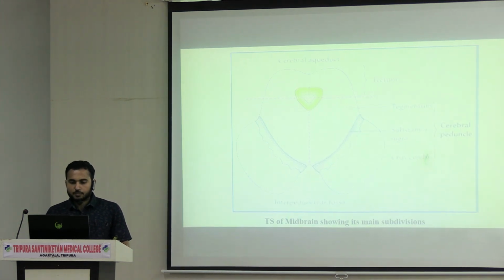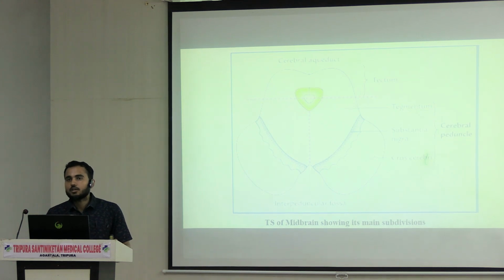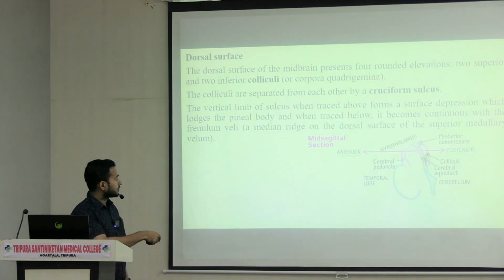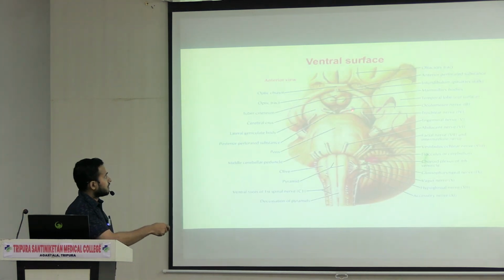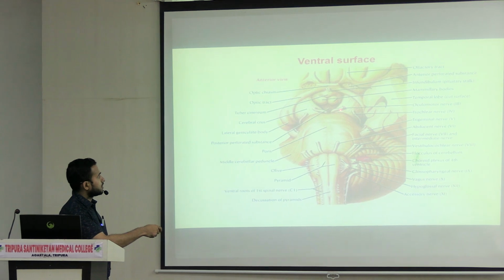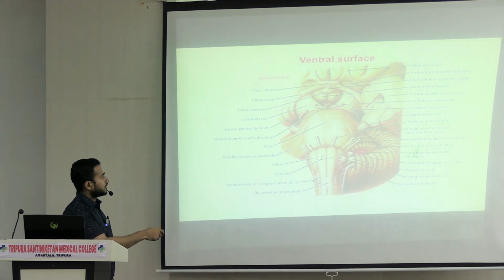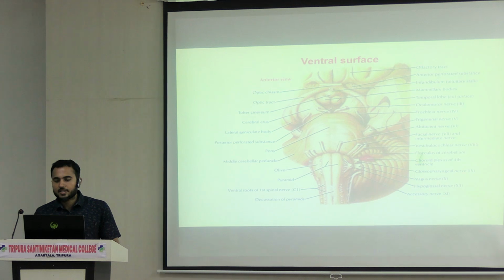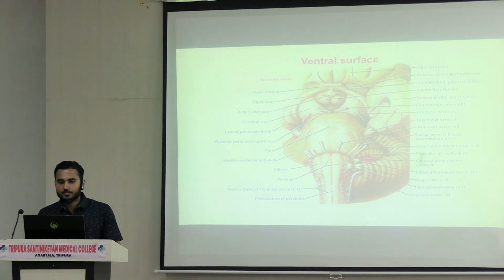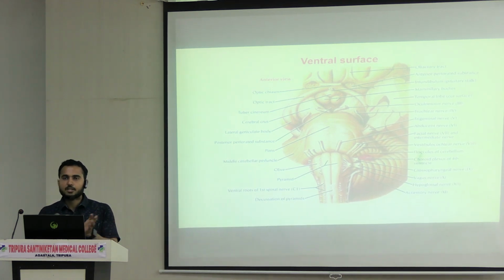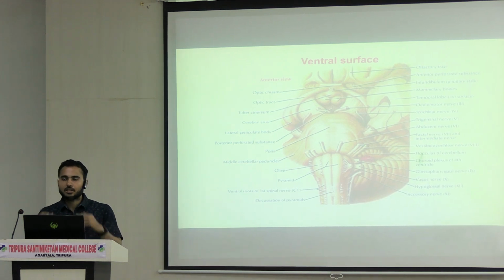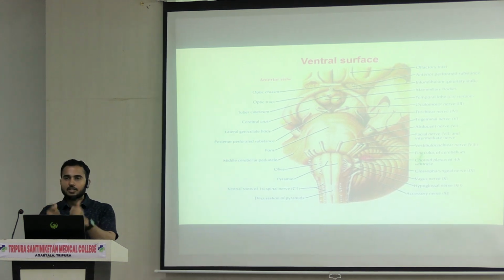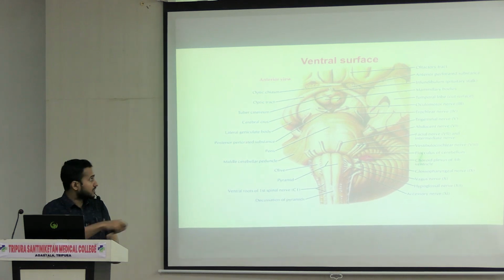Next important point is the origin of two nerves from the midbrain. What are these two nerves? Oculomotor nerve and trochlear nerve. Here you can see the origin of the two nerves, the oculomotor nerve and the trochlear nerve. The oculomotor nerve emerges from a groove on the medial side of the crus cerebri. Between the two crus cerebri there is a groove. From that groove on the ventral aspect, the oculomotor nerves are emerging, as you can see in the diagram.